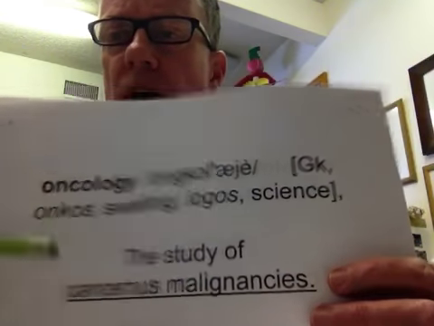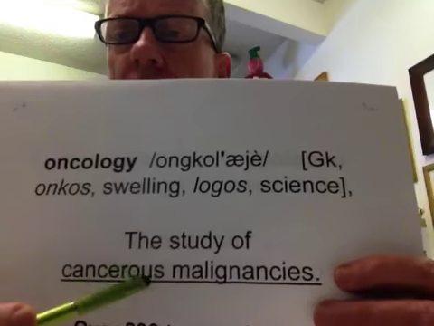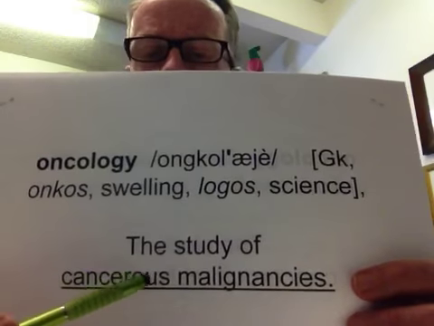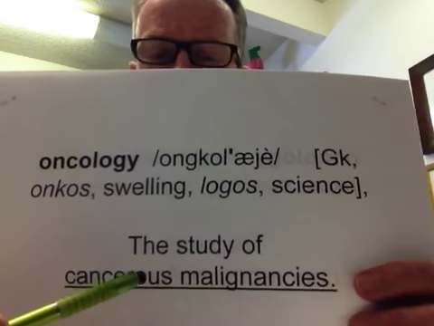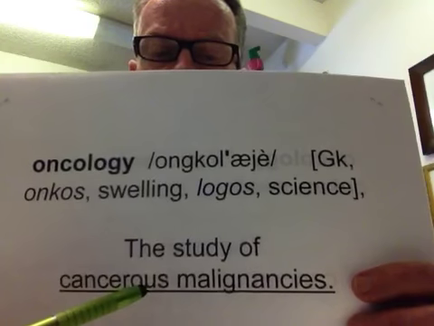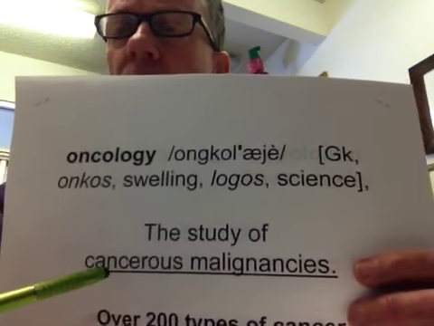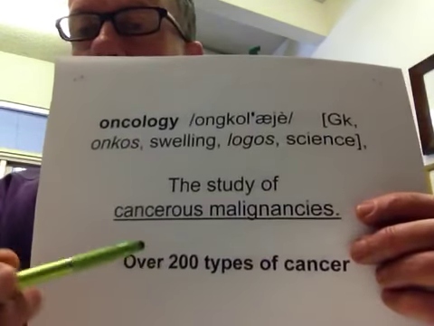You can see the literal definition here. I'm not going to emphasize that. I do want to say that our study of oncology is pertaining to cancerous malignancies. There's over 200 different types of cancer.